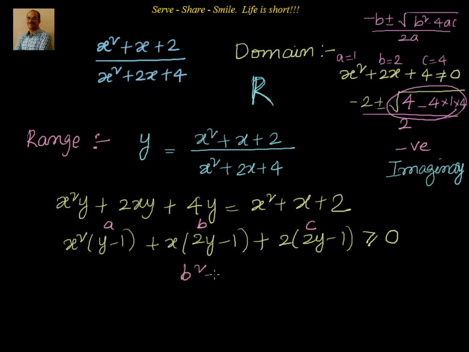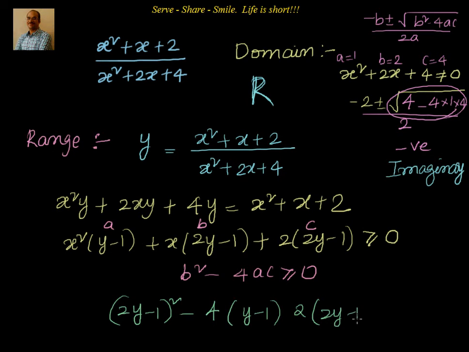We know that b square minus 4ac should be greater than or equal to 0. So let's go ahead and substitute the values. We have 2y minus 1 whole square, that is our b square, minus 4 into a, that is y minus 1, into c, that is 2 into 2y minus 1, should be greater than or equal to 0.